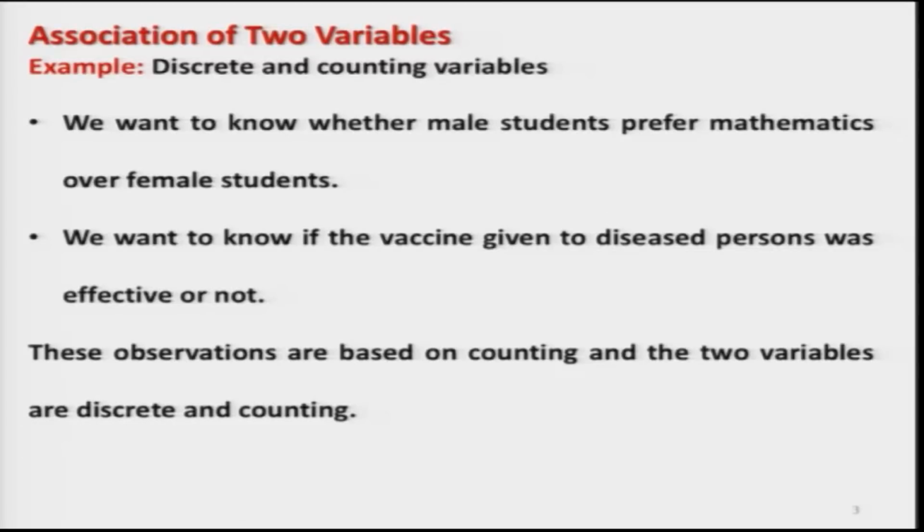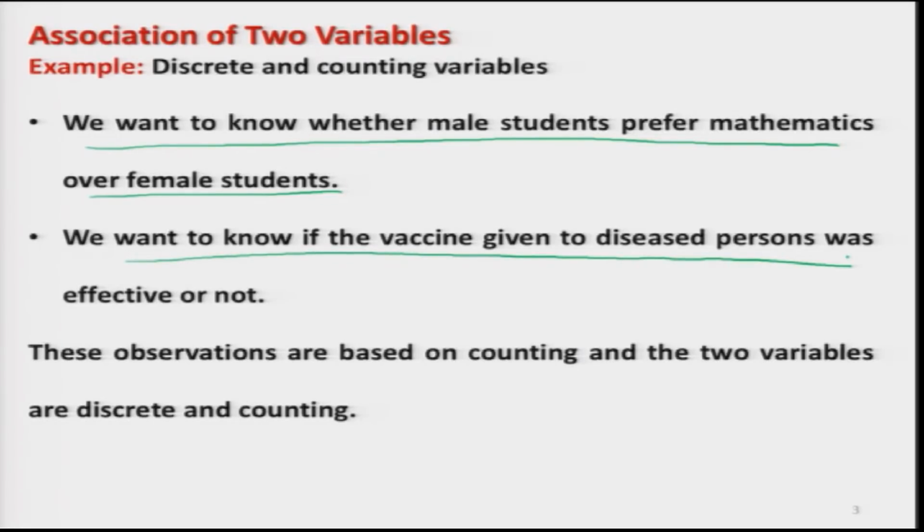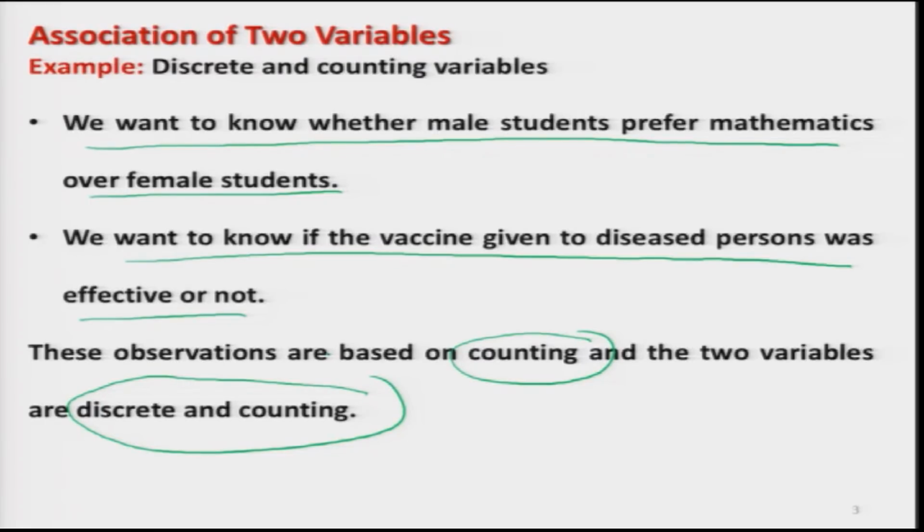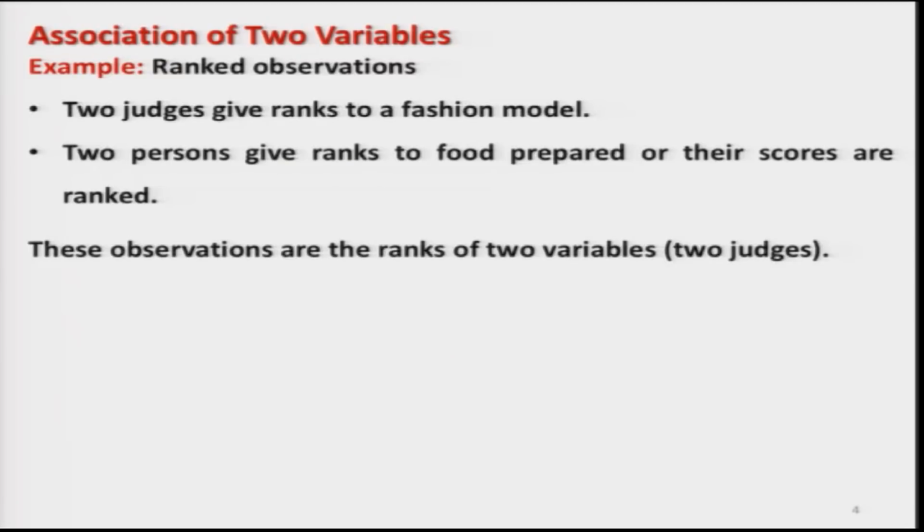So, whenever we have a discrete or, say, counting variable, we would like to know whether male students prefer mathematics over female students or not, for example. And in another example, we want to know if the vaccine given to the diseased person was effective or not, right. So, these observations are based on the counting of the two variables, and in this case the variables are discrete in nature and their values are obtained only as a number.